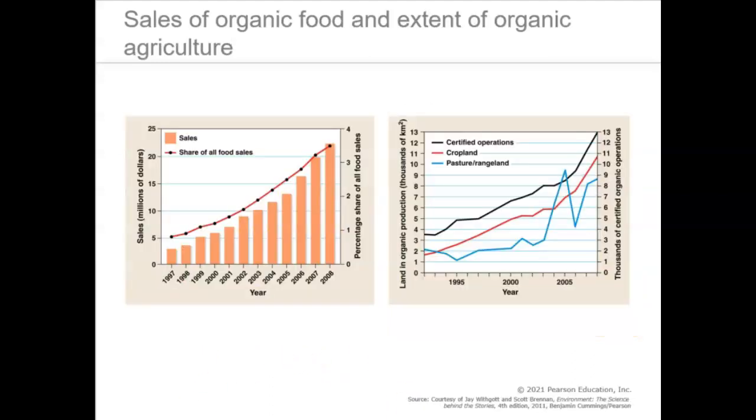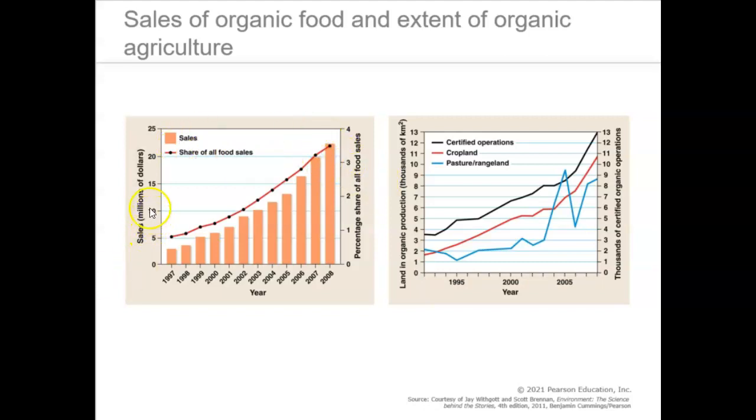This next slide here is showing the increase in the sales of organic food and the extent of organic agriculture. So remember, organic food and agriculture means they don't apply pesticides, they don't apply fertilizers, and they're not using genetically modified organisms. It's not always analogous with sustainable farming, but a lot of times organic farms are going to be more sustainable. You can see up through 2008, the percentage share of all food sales that was attributed to organic products is growing to over 20% of all food sales.